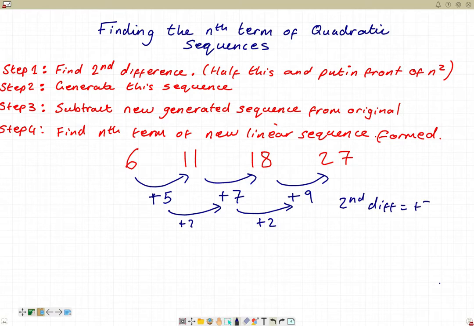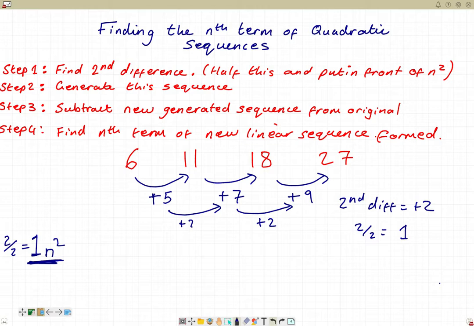is plus 2. Now what I need to do with this number is half it and put it in front of n squared. So I half the 2 to get 1. 2 divided by 2 gives me 1. Now put this number in front of n squared. Step 2, I generate this sequence now. So 1n squared, I have to generate this sequence.